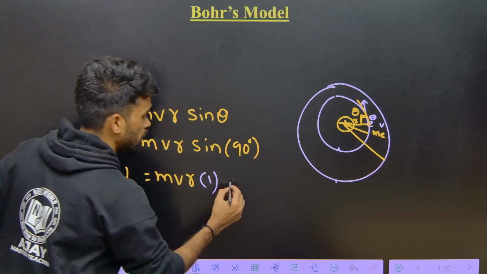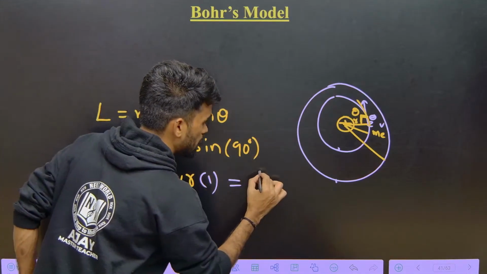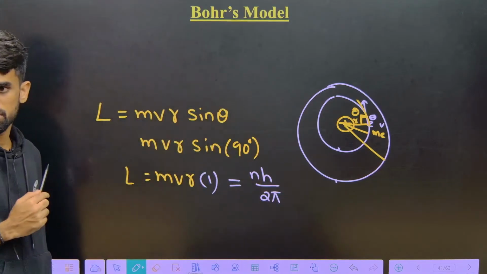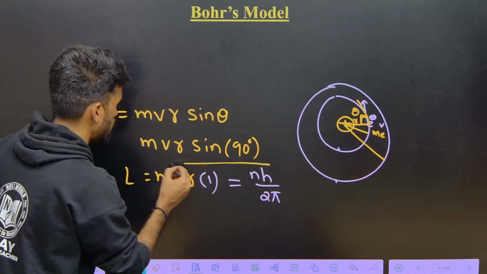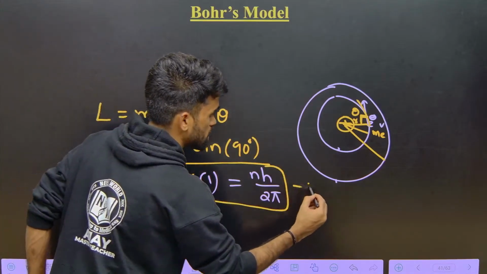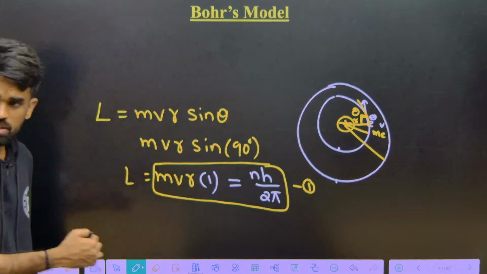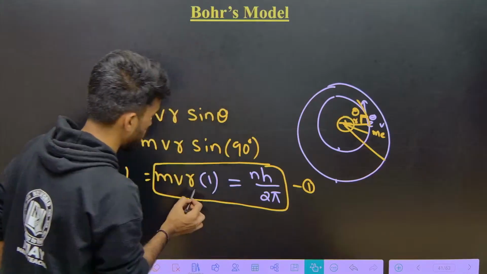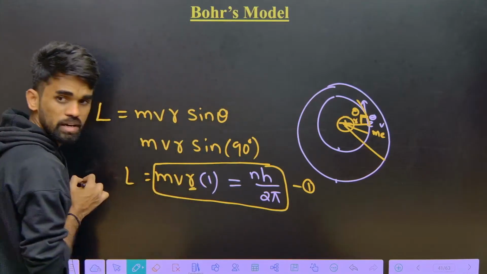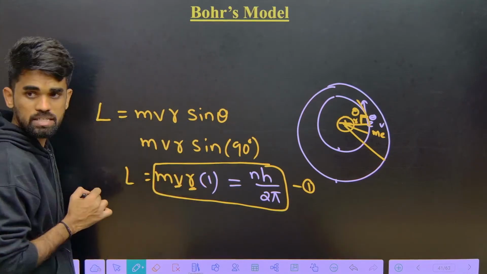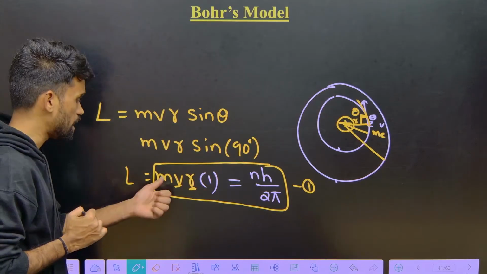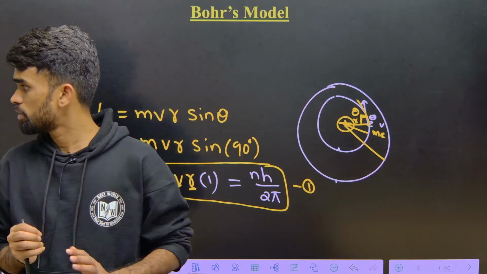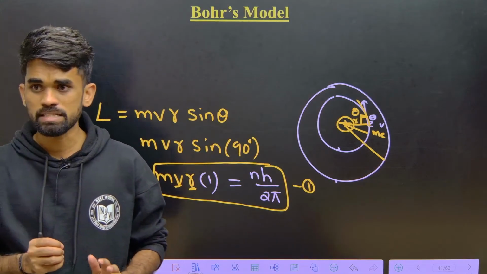This should be equal to an integral multiple of h by 2 pi, so it can be n h by 2 pi. This is the first equation. Using this equation, we have the other equations derived, so we are able to find the radius and the velocity. The mass of the electron is already fixed; last class we discussed it is 9.1 into 10 power minus 31 kg.